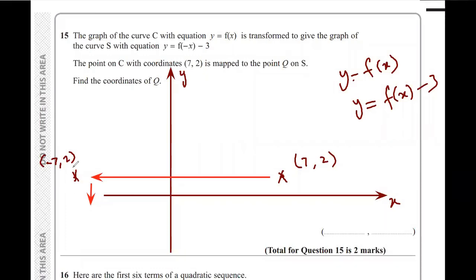3 units down. And Alishba, can you tell me, minus 7, comma 2, if it shifts 3 units down, where will we get to? Minus 7 and minus 1. Thank you. So guys, our final answer is minus 7, minus 1.